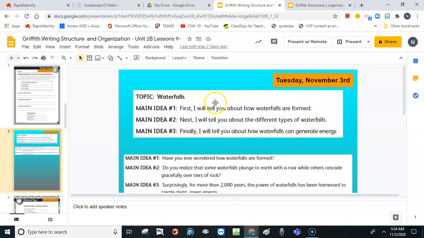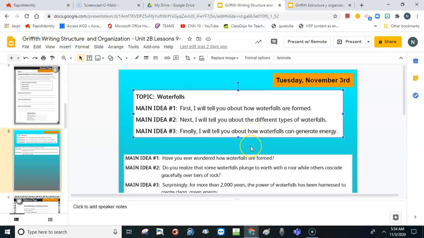What do you notice about these 3 main ideas? If you noticed that the author of these main ideas used the transition words first, next, finally, yes, you are correct. They use transition words of order, chronological order, but it's kind of boring. I will tell you about, I will tell you about, I will tell you about. Okay, that is boring. We want to make our sentences interesting and detailed.